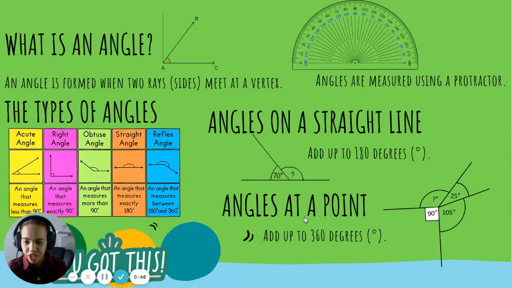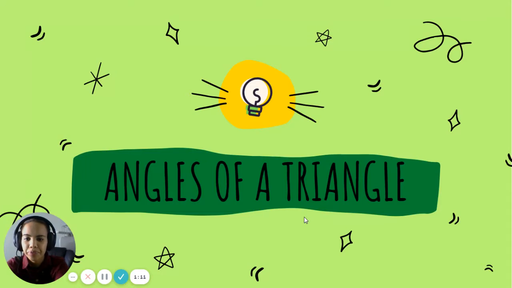Okay, if you want to, pause on the screen right now. This is everything that you should already know. What is an angle? Types of angles. What do we use to measure the size of an angle? What about angles on a straight line? What about angles at a point? This is everything you should know.